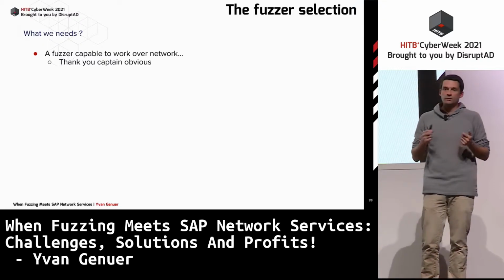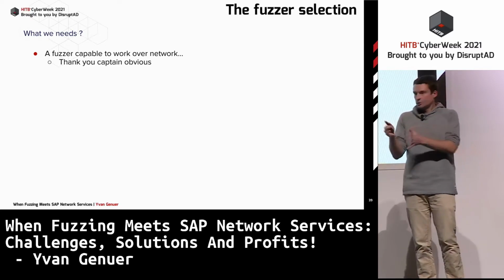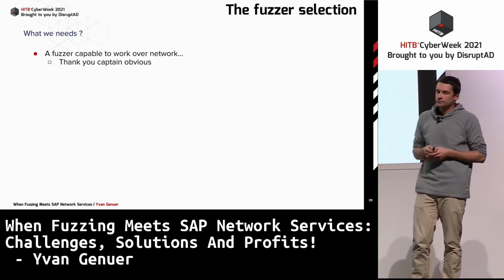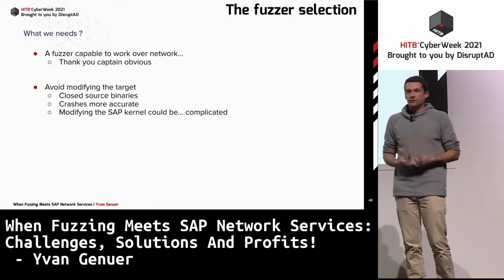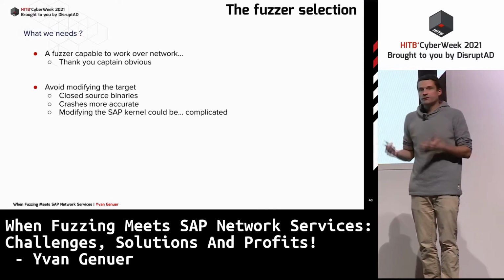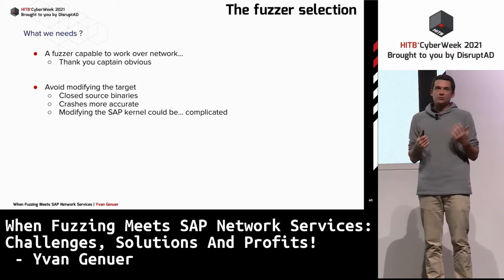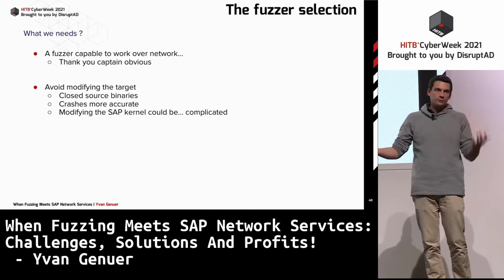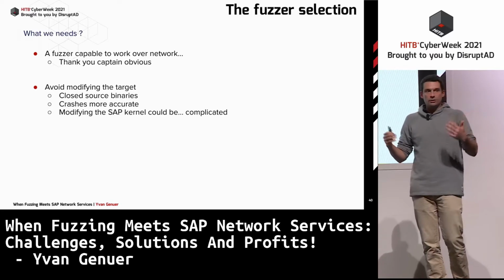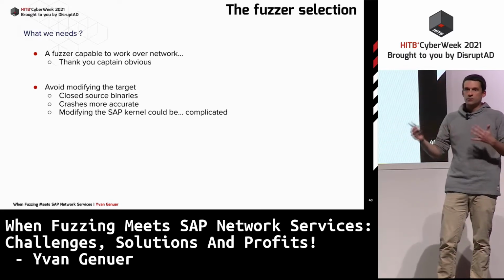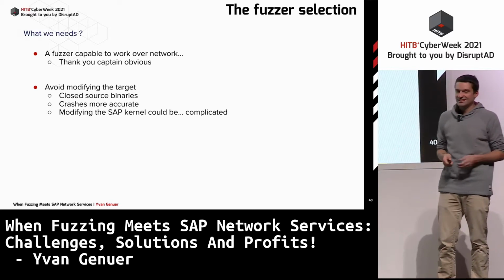We would like a fuzzer with the capability to work over the network. It could be remote, it could be local, but we would like to search for something. Secondly, we would like to avoid modifying the target. We would like to avoid modifying the SAP kernel itself because, again, it could be very complicated. And also, if you modify the kernel and you find a crash, you need to reproduce the crash again on an unmodified kernel, and it could be complicated again.